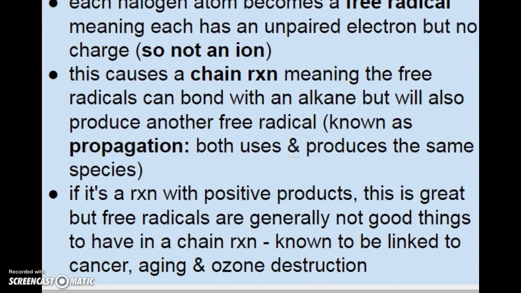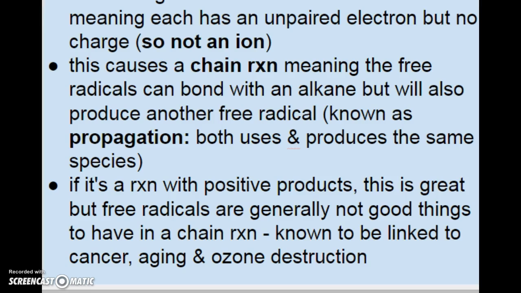And what it means is that one chlorine atom can be split apart and it can start a chain reaction where, in the ozone layer, and this happened in the late 70s with aerosols, one chlorine atom can go on and end up breaking down 1,000 oxygen atoms before that process is ever terminated. So if it's a reaction with positive products, then a chain reaction is great. But in the case of free radicals, they generally aren't good things because they're linked to cancer and aging and ozone destruction. Then it's not good to have this chain reaction going on.